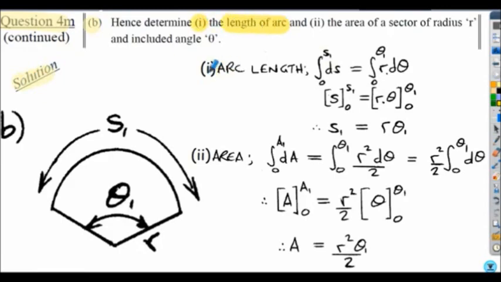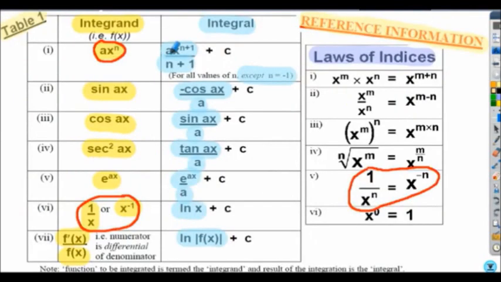Calculating the arc length, we're going to integrate from s is equal to 0 through to s is equal to s1, left hand side of our equation. And on the right hand side, s is equal to r d theta between the limits of 0 and theta 1. So integrating ds with respect to s, that becomes s. If it helps, think of this as 1 multiplied by ds. And on the right hand side, integrating r with respect to theta becomes r multiplied by theta. In both those cases, we're using item 1 from our standard integral table. They're both ax to the n format.